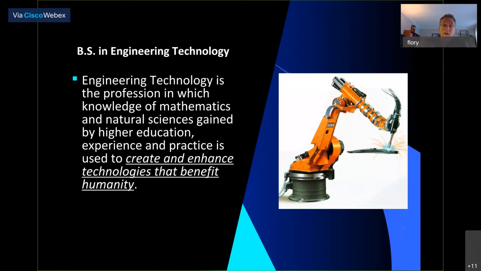Now, you could take the word technology out of that first line, and I still think it would be a pertinent definition. So engineering technology and engineering are the same in many, many respects. We'll talk about the differences here in a minute. But I also want to highlight the last phrase, create and enhance technologies that benefit humanity, because at the end of all of this, that is why we're in the business. This is why we study and practice engineering and engineering technology in this particular case specifically.